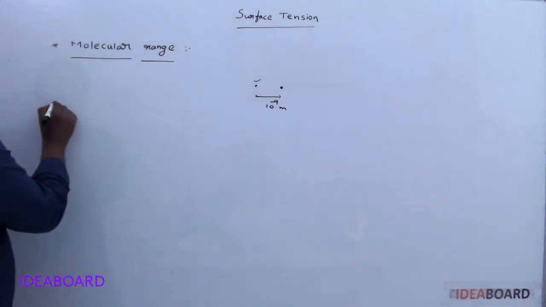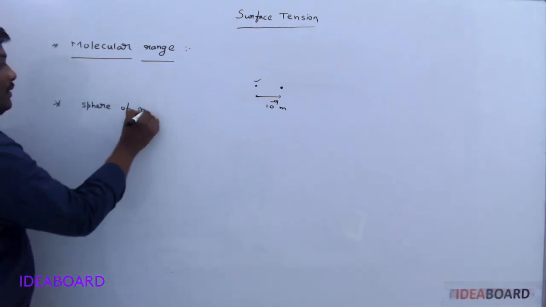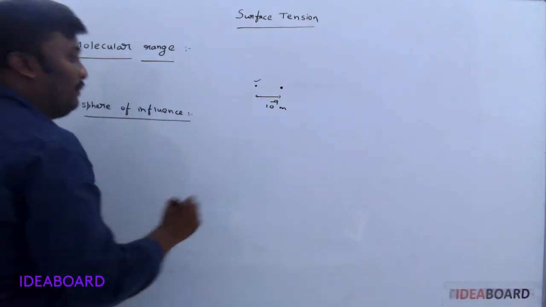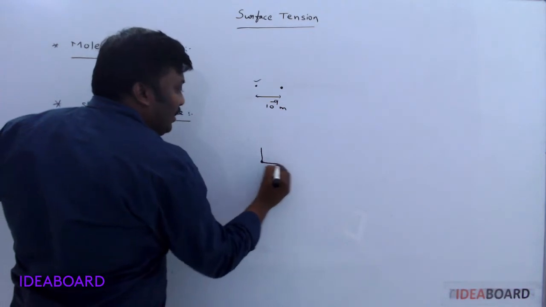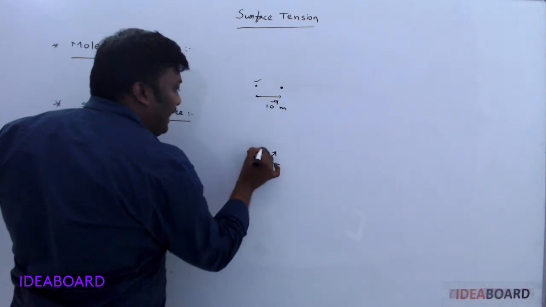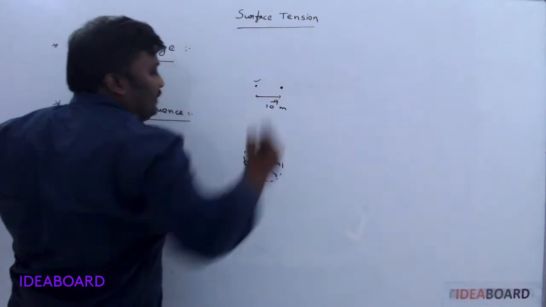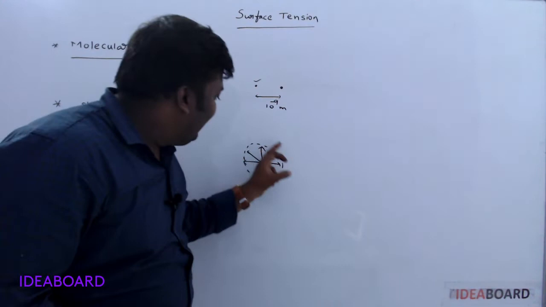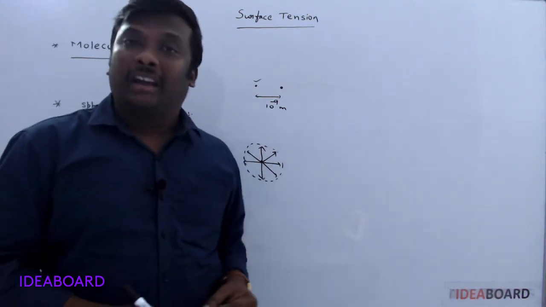And basing on this molecular range as the radius, we can take one sphere of influence. That means around a molecule, with the molecular range as the radius, if you imagine one sphere, this sphere is named the sphere of influence. It indicates that if any molecule enters within this range, it is immediately attracted.